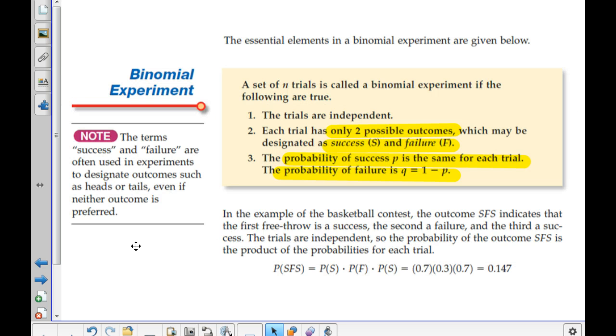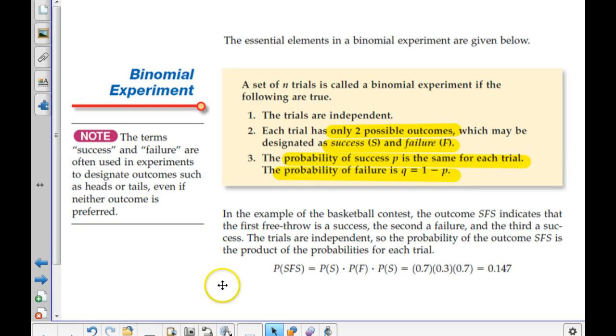The essential elements in a binomial experiment are that they have to be independent trials. One cannot affect the outcome of the other. Each trial can only have two possible outcomes, whether that's success and failure, boy, girl, whatever you want it to be. The probability of success is the same for each trial, and the probability of failure is the complement of that. In other words, the basketball example said 70% chance of success, so the chance of failure was 1 minus 0.7, or 30%. Everybody okay?